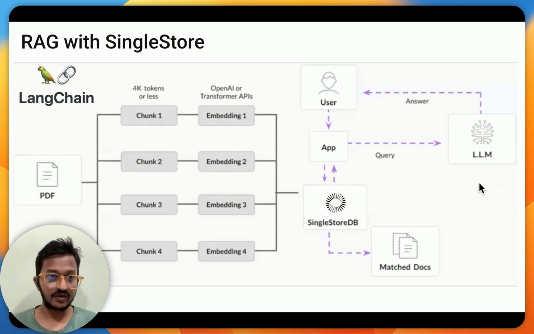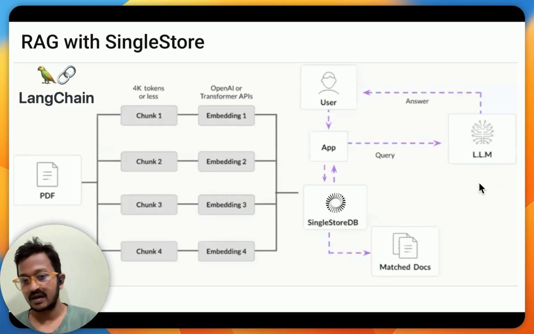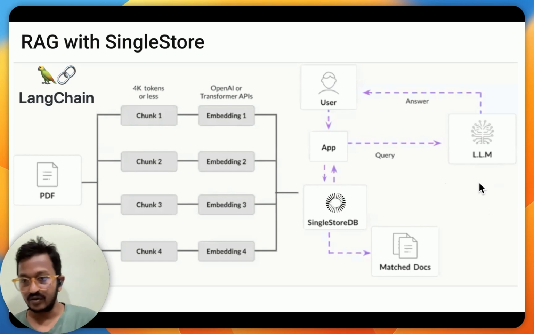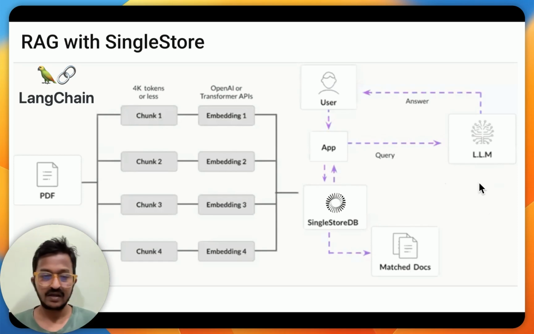So using LangChain as my framework, I have a PDF file that I'm going to chunk and create embeddings, and all these embeddings are going to be stored in a vector store like SingleStore database. And then for any user query, the query also gets converted into a vector embedding. It goes through the vector store to find the matching document, and finally it goes through the LLM model to answer back to the user. So this is the whole setup.